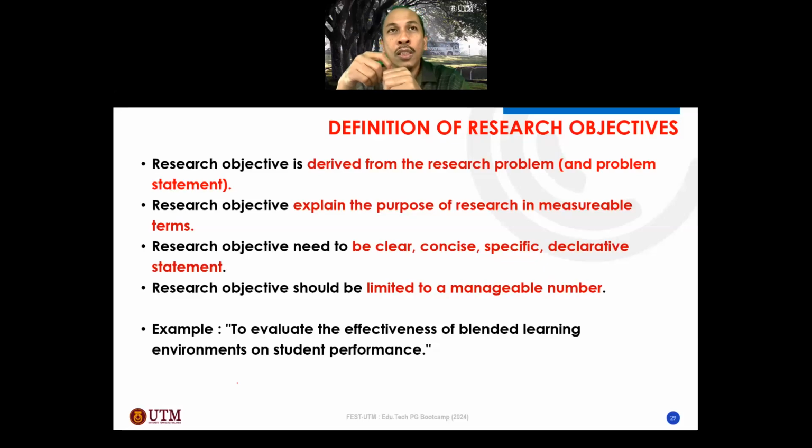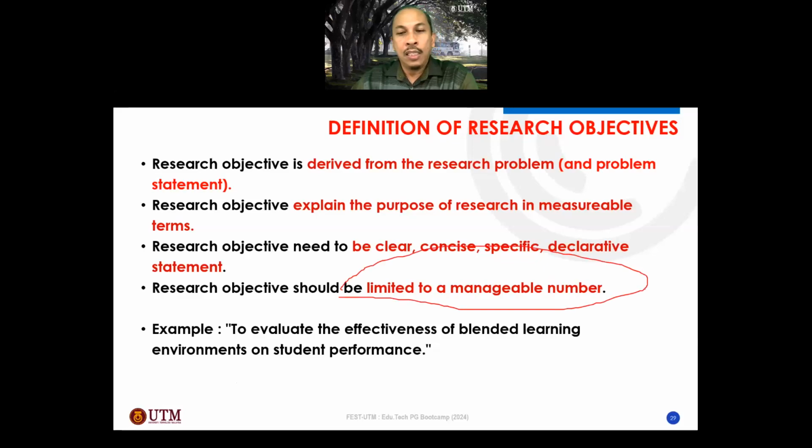Okay? A good research objective, everything is aligned with your research problem, and it needs to have continuity between research objective 1, 2, 3, maybe up to 4 or 5. And research objectives should be limited to a manageable number. This is a very subjective question, because one of my students asked me, how many research objectives do I need to prepare for my PhD? There is no specific answer for that.